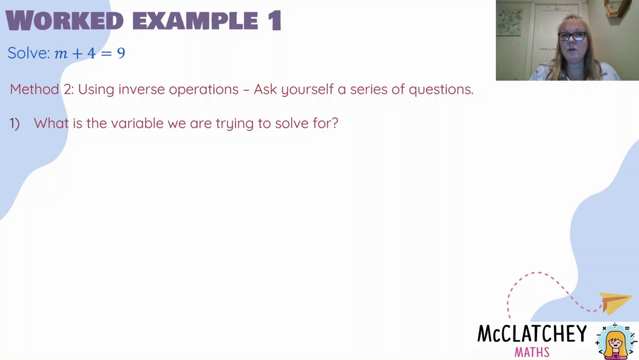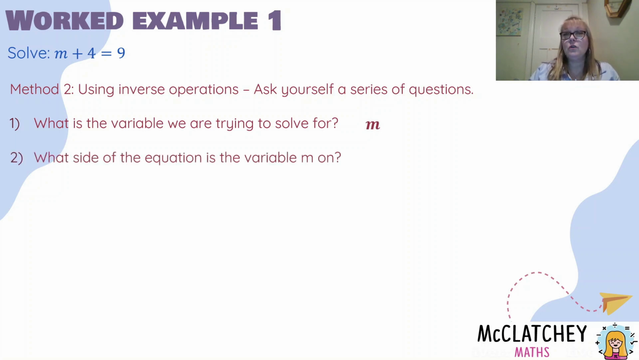So here is question 1. What's the variable we're trying to solve for? So what letter are we trying to work out? We're trying to work out what the letter M is. What's its value? Question 2, what side of the equation is M on? You can see here it's on the left-hand side.